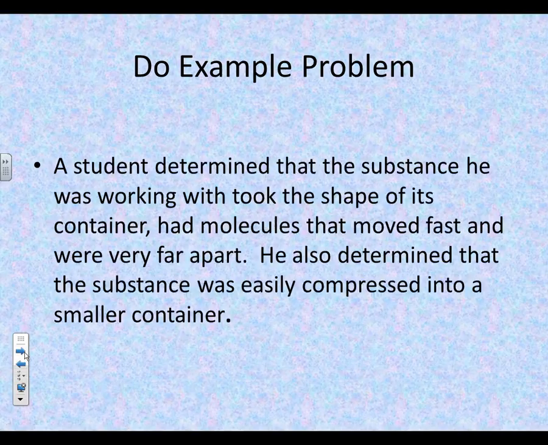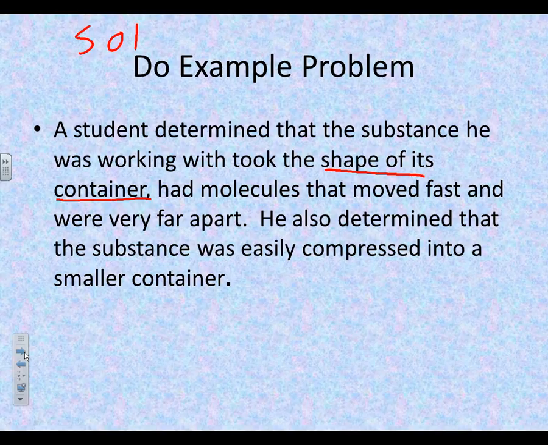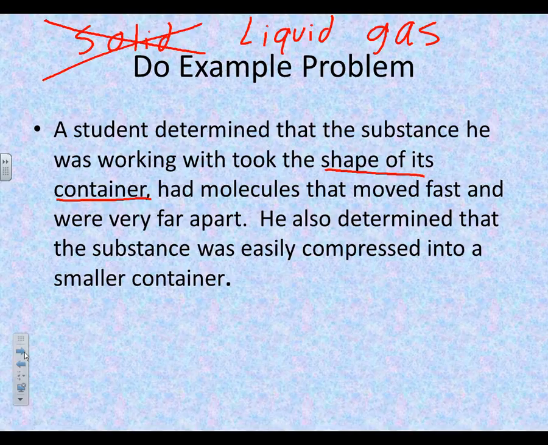Okay, so an example problem. Here we go. We're going to get a lot of these. So a student determined that the substance he was working with took the shape of its container. So shape of its container. So right now, if we put our three things up top, solid, liquid, gas, we know that solids do not take the shape of their container, so we can eliminate solids right off the bat.